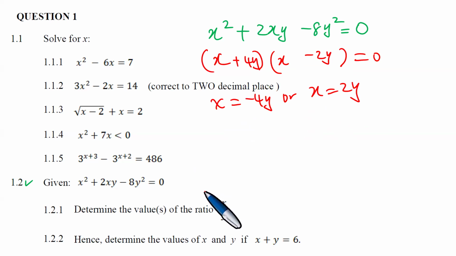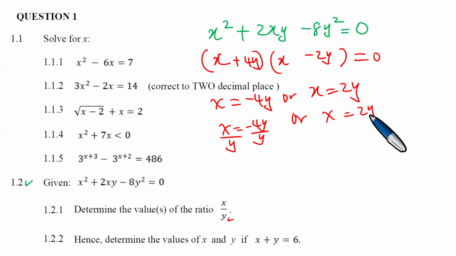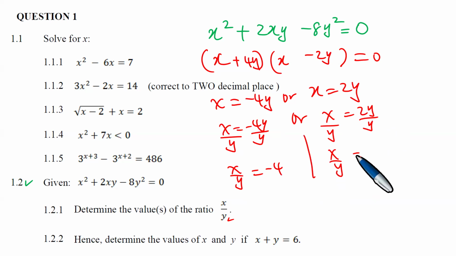Right, remember that we must just divide both sides by y, because you must have x over y. This is only x. So you divide the right by y and this one by y. But also here x equals 2y, you divide this one by y, this by y, which means x over y is minus 4. And then here this means x over y equals 2.